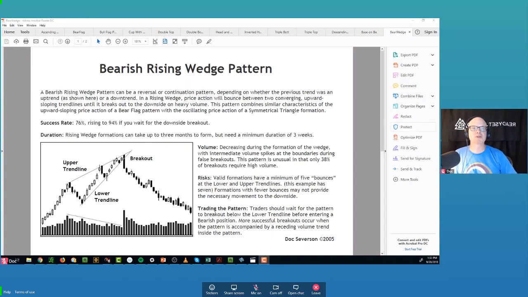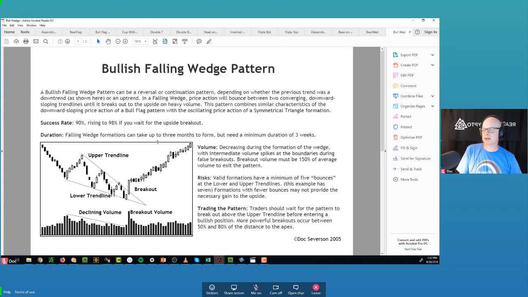Let's see if there's anything else cool. Okay, there's a bullish falling wedge. A bullish falling wedge is kind of the opposite of the bearish wedge. So this is typically what I see. Now, there's a couple of different permutations of this.